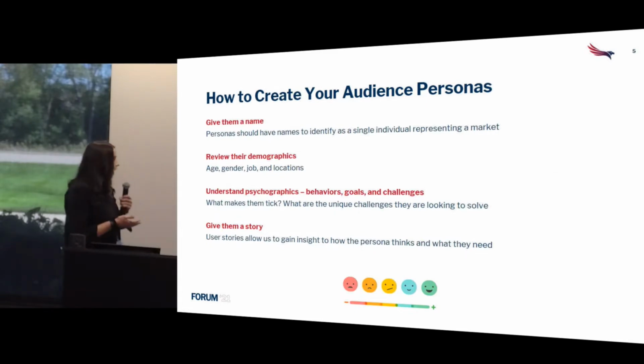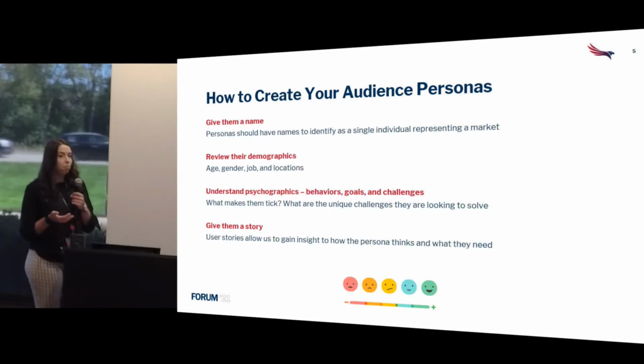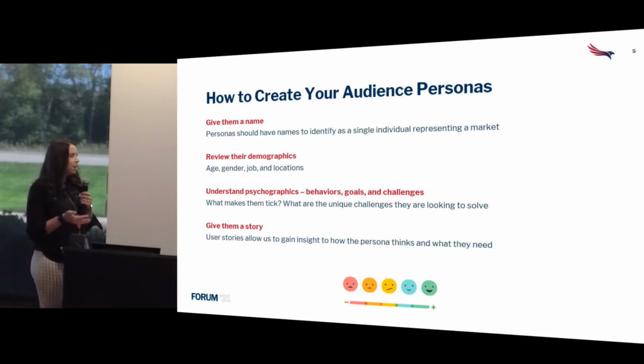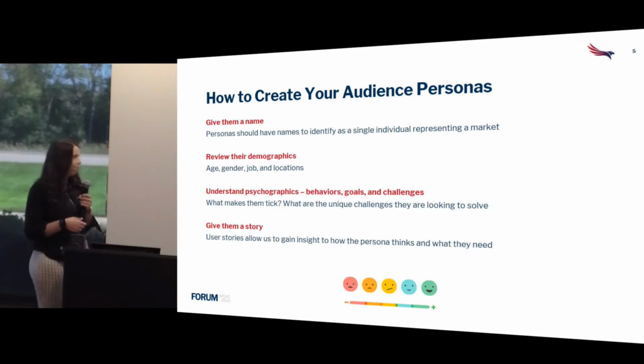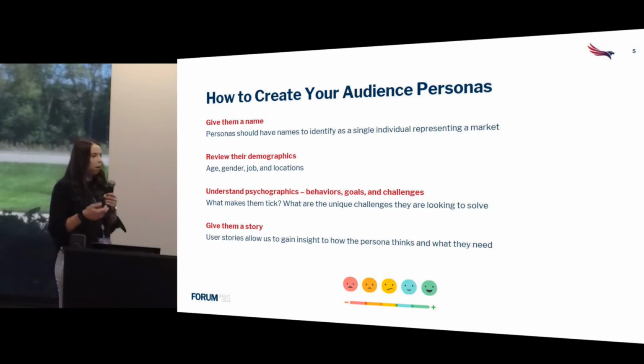So how do you create these audience personas? Like I said, they're that single person, so give them a name. This may seem weird and funny, but it really helps to remember that individual when you're going through this practice. So definitely give them a name, make it creative, make it something that you can remember, and then review their demographics. What's their age? What's their job, their gender, where are they located, income levels? All of that information should be within this audience persona.